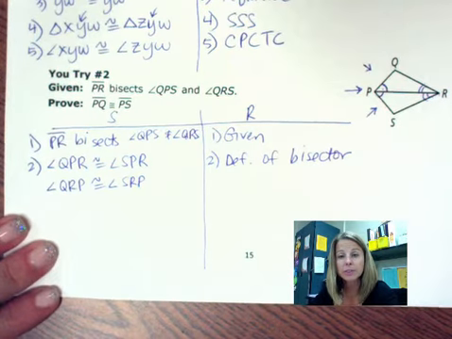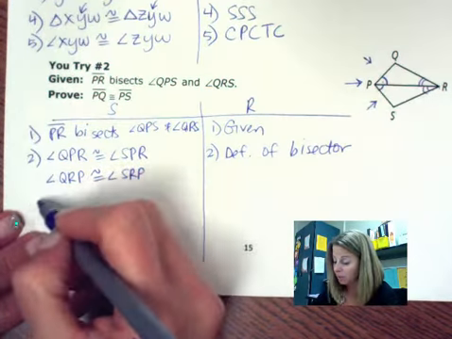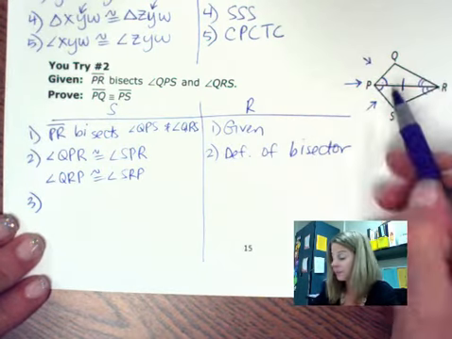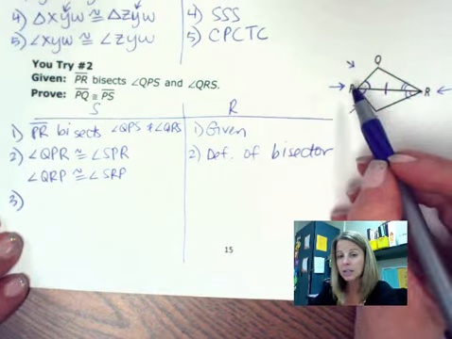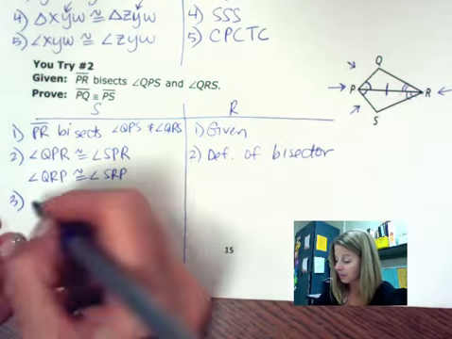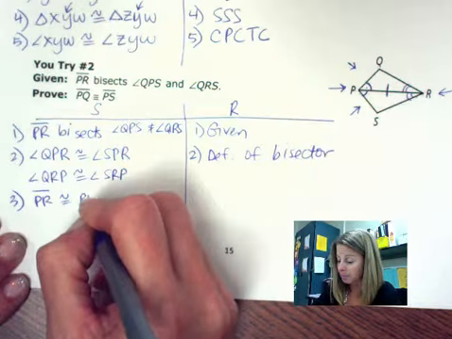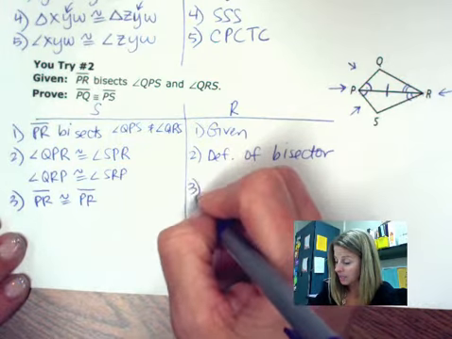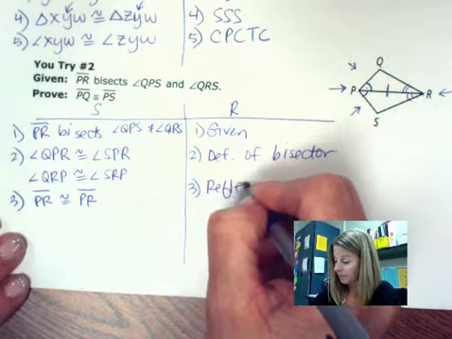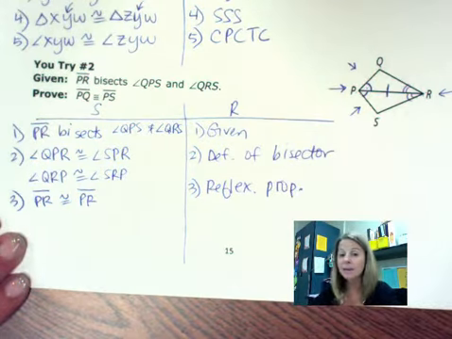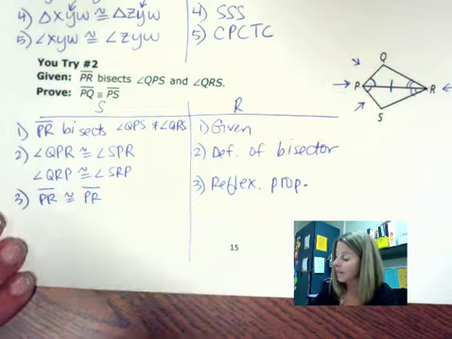Okay, so I have two angles. I need another item here. I have reflexive. Mark your reflexive. So I can say PR congruent to PR. So segment PR congruent to segment PR. That's my reflexive property. Okay, and I have one of my 5 reasons.